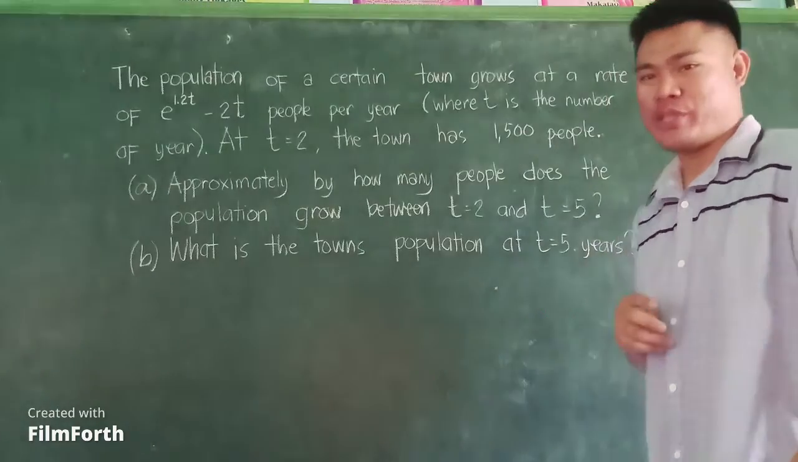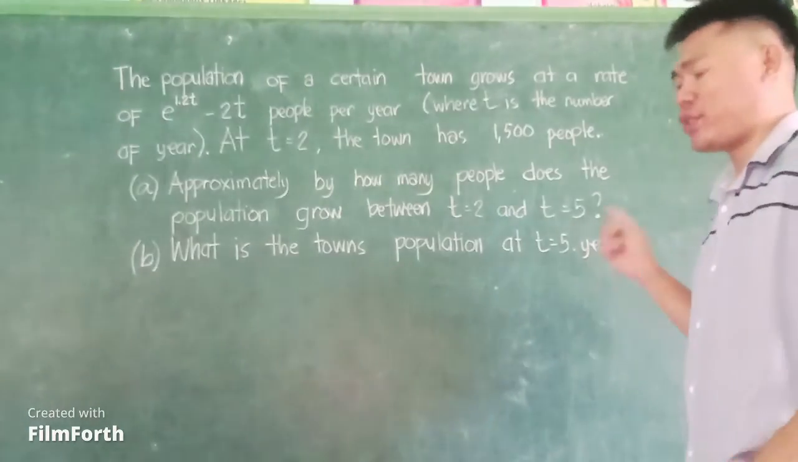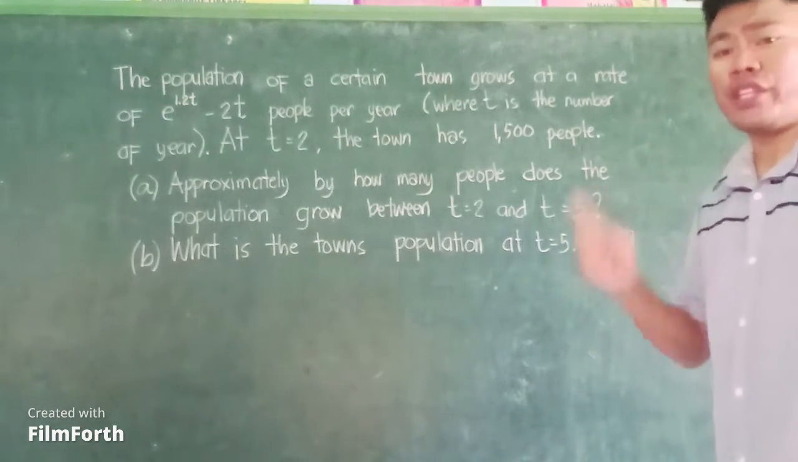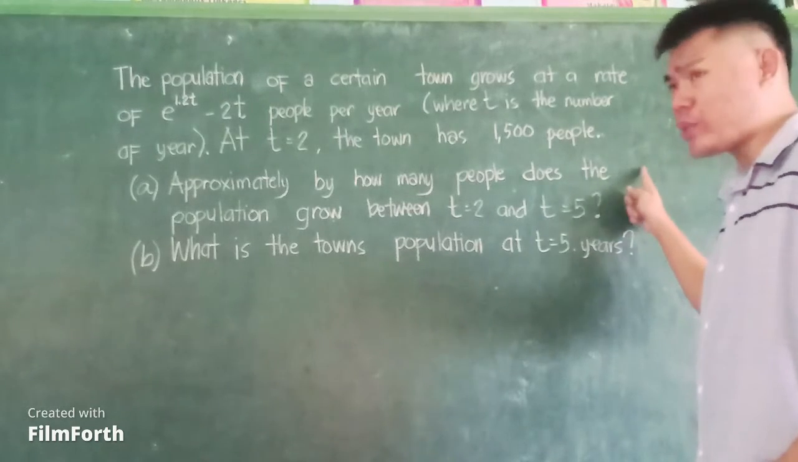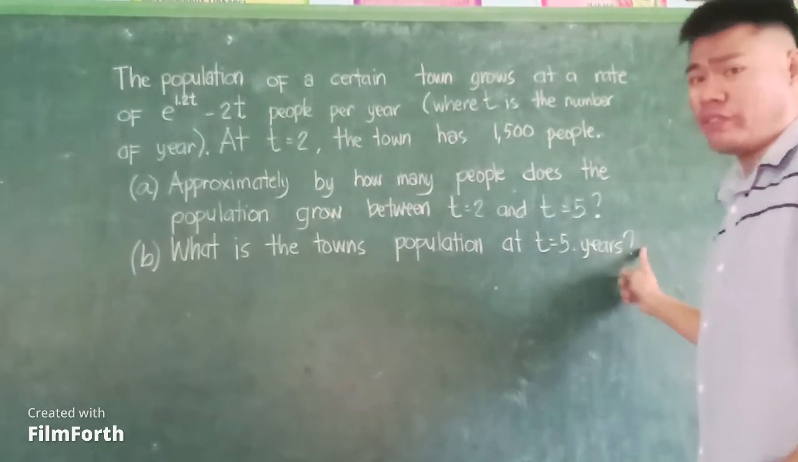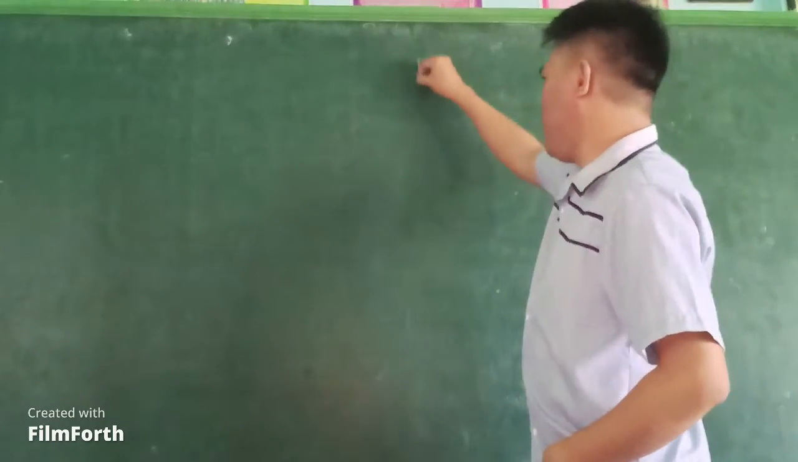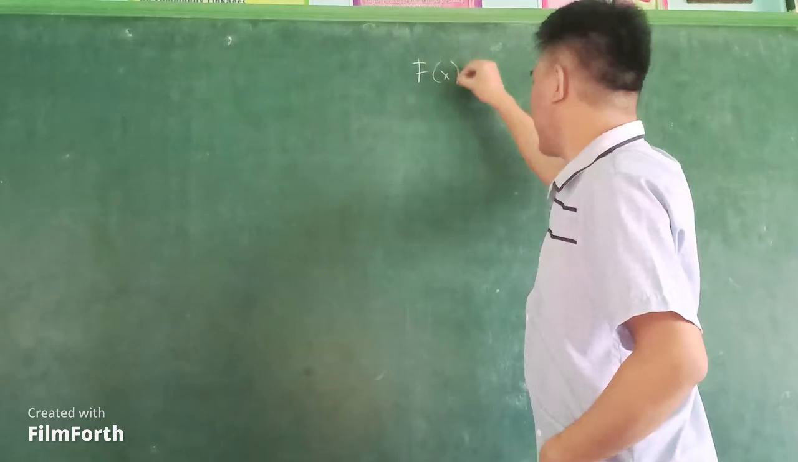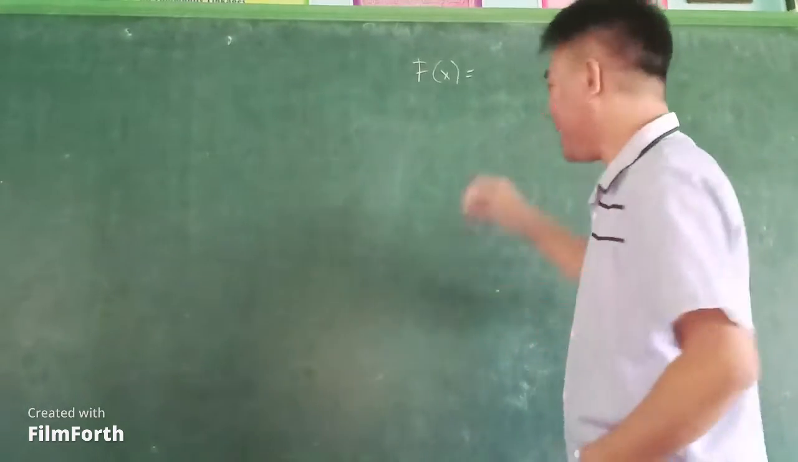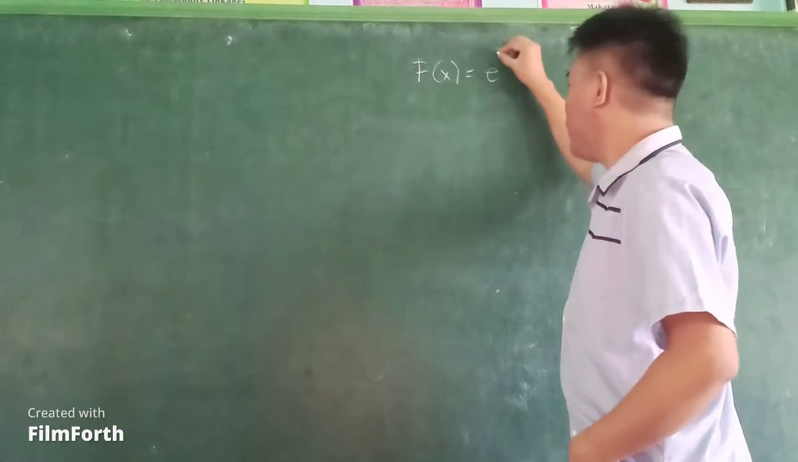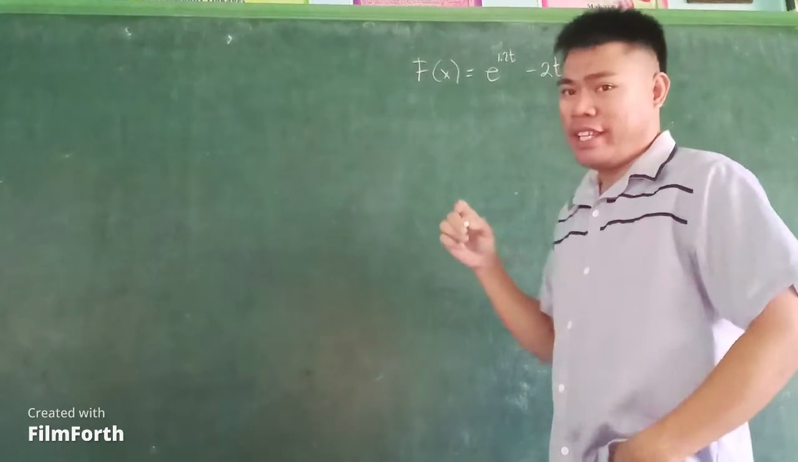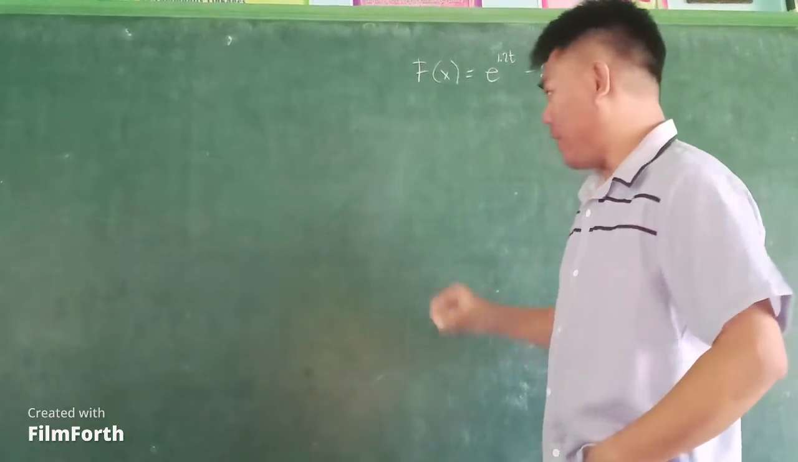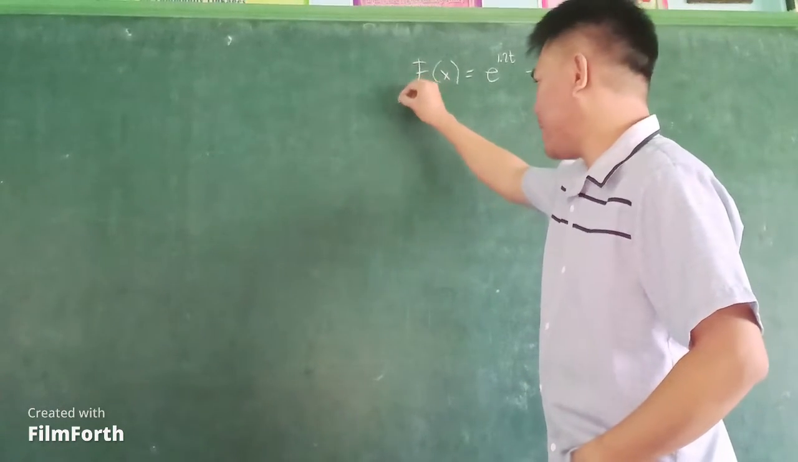So, how are we going to solve these two questions? First, we're going to figure out A, or the first question, so that we can solve for letter B. If we are going to graph the given function, say f of x equals, which is the rate, e raised to 1.2t minus 2t, the graph would be like this.